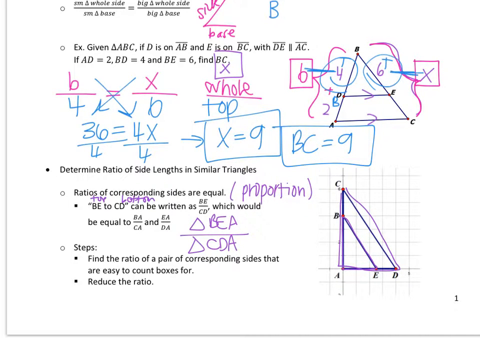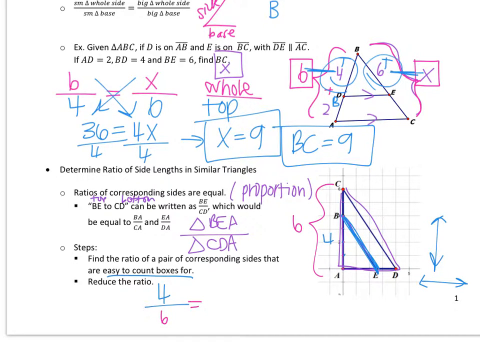It says find the ratio of a pair of corresponding sides that are easy to count boxes for. So this would be something like either a vertical distance or a horizontal distance. Obviously it's not easy to count this diagonal distance for BE. So what we would do is count the boxes for, say, BA. 1, 2, 3, 4. So we have 4 over the total distance for CA, the matching part, the corresponding part. 1, 2, 3, 4, 5, 6.